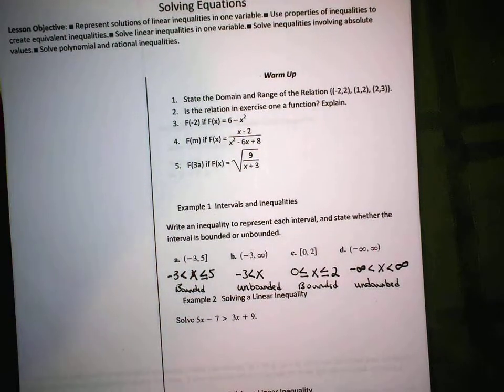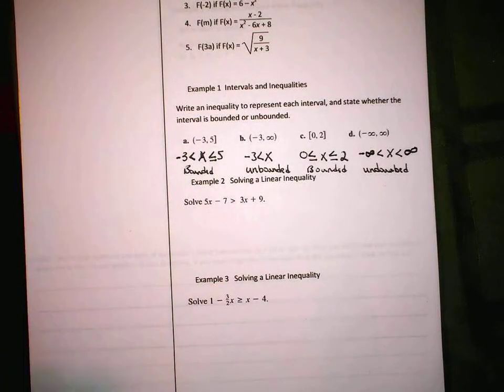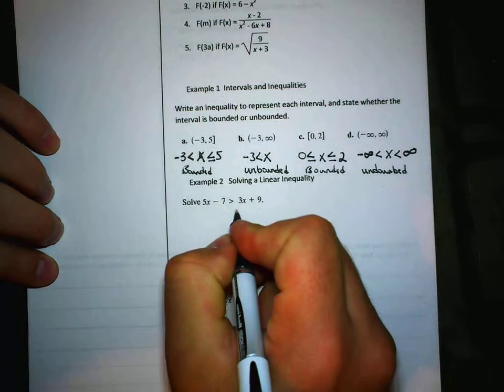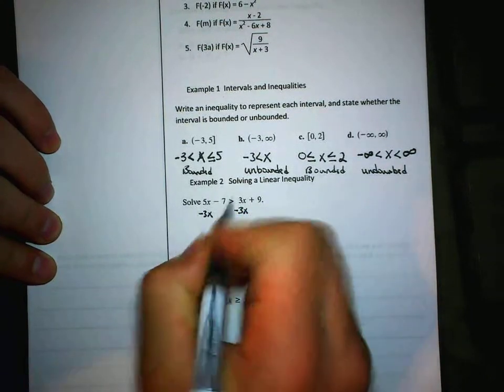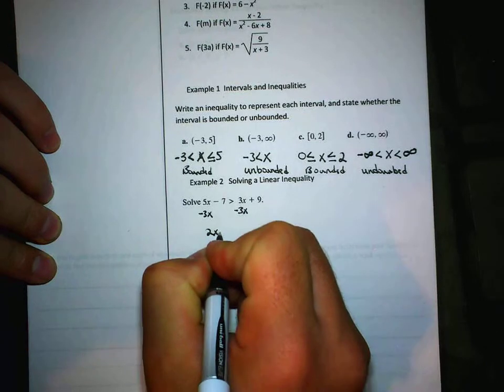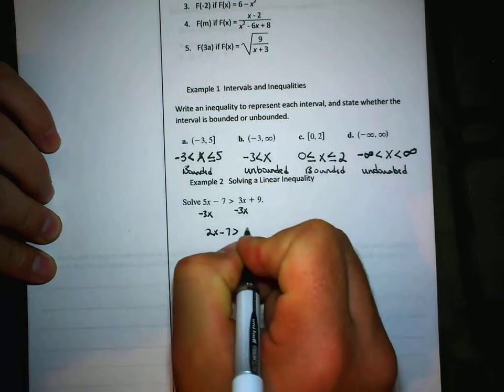Now, example number 2, we're going to solve linear inequalities. Basically, we're going to solve this as though the less than or equal to sign, or greater than or equal to sign, or less than or greater than sign are an equal sign. And all we're going to do is move our components back and forth so that we can combine like terms. I'm going to start by subtracting 3x from both sides so that I can rewrite this as 2x minus 7 has to be greater than 9.